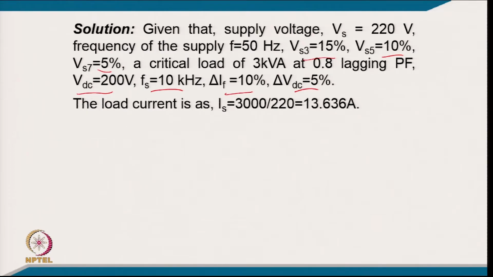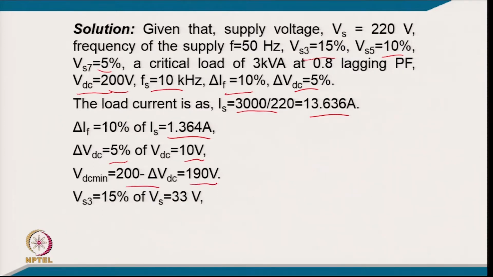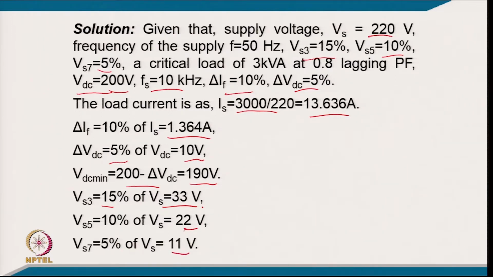So, the load current, that is load kVA divided by the voltage, comes to 13.636 ampere, and typically the filter current is 10% of this. So, this comes around 1.364, because the series active filter is connected in series with the load, in the line. The deviation in DC link voltage is 5% of 200 volt, so it comes 10 volt, and the VDC minimum because of this 10 volt deviation comes 190 volt. The third harmonic is 15% of 220 volt, typically 33 volt, and the fifth harmonic 10% of 220 volt comes 22 volt, and the 7th harmonic 5%, which is 11 volt.